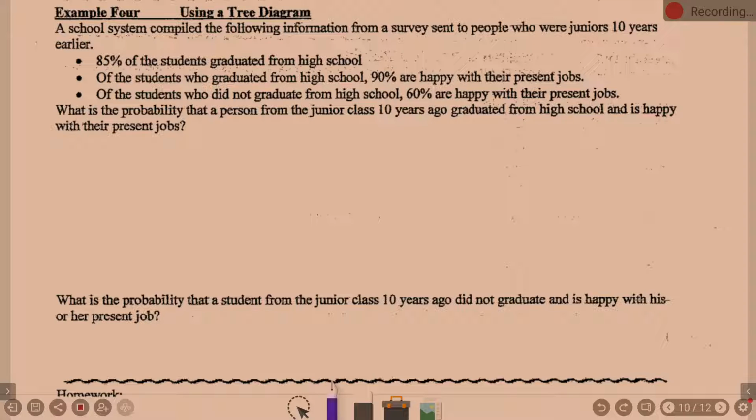So read along with me. A school system compiled the following information from a survey sent to people who were juniors 10 years earlier. 85% of the students graduated from high school. Of the students who graduated from high school, 90% are happy with their present jobs. Of the students who did not graduate from high school, 60% are happy with their present jobs. What is the probability that a person from the junior class 10 years ago graduated from high school and is happy with their present job?